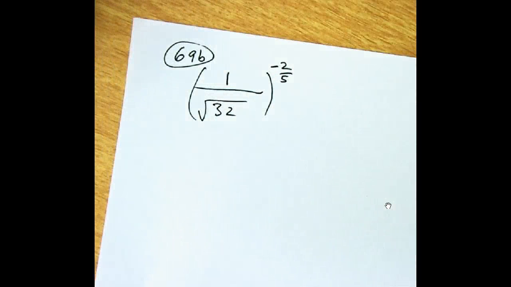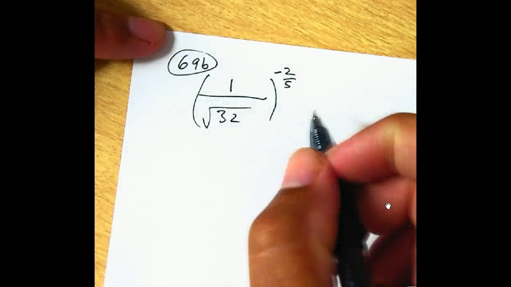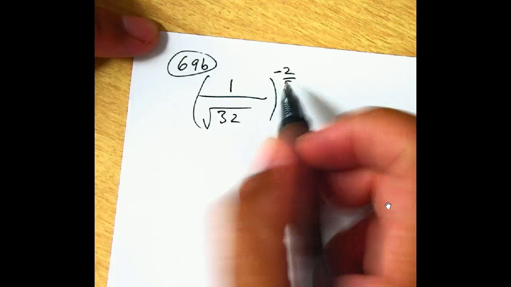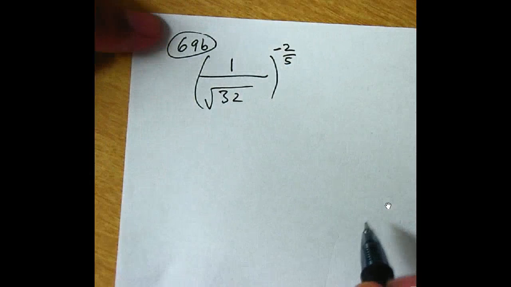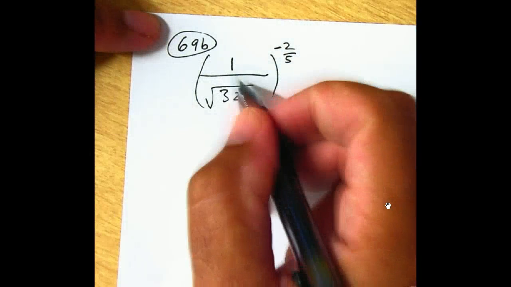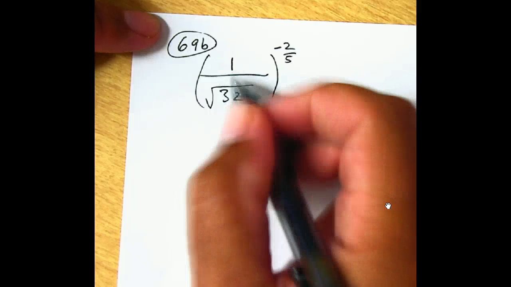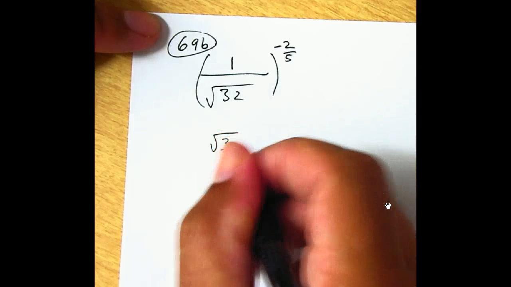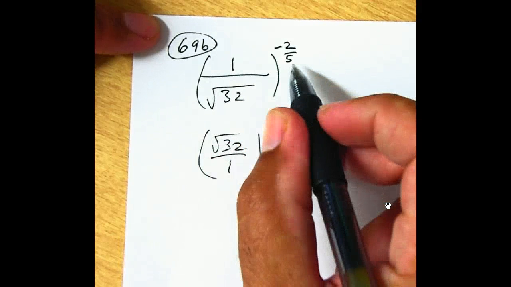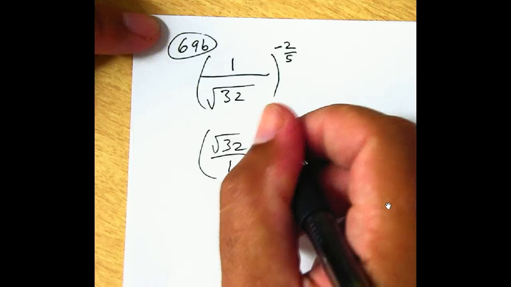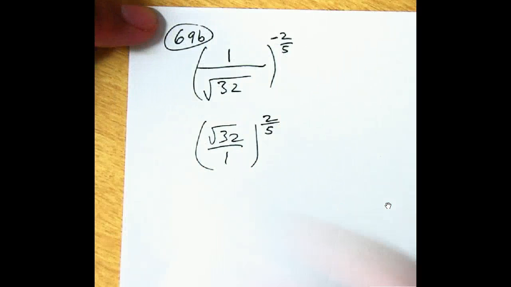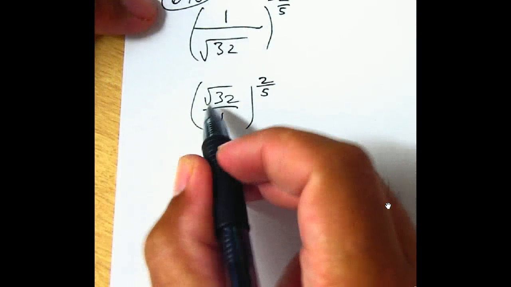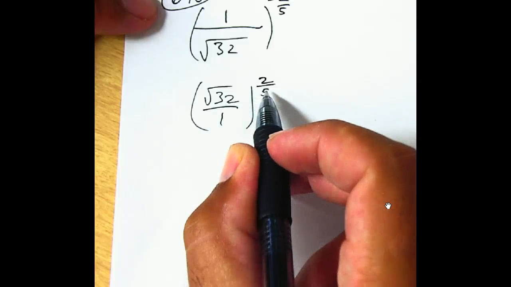Okay, one more problem here that I'd like to go over, and that is 69b. A couple of things are going on here. The first thing I see is that we have a negative fraction as an exponent, and what I'm going to suggest is just flip the base around. The base happens to be a fraction, so I'm going to flip that around and get the square root of 32 over 1. And that's how you make these negative exponents into positive exponents.